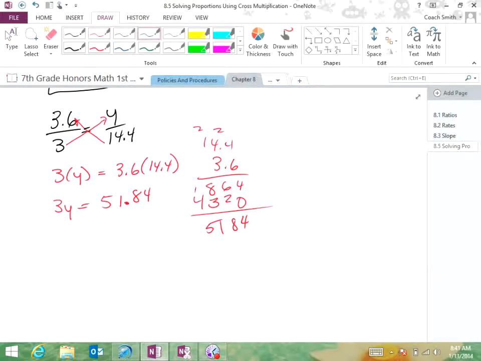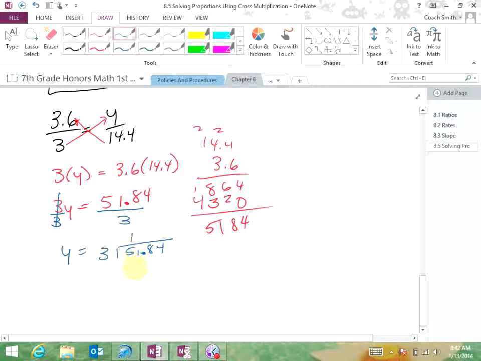Now we've got to solve it. Solve by dividing by 3 on both sides. Those 3s cancel out, leaving me with y is equal to 3 into 51.84. That goes 1 time, 1 times 3 is 3, remainder 2.